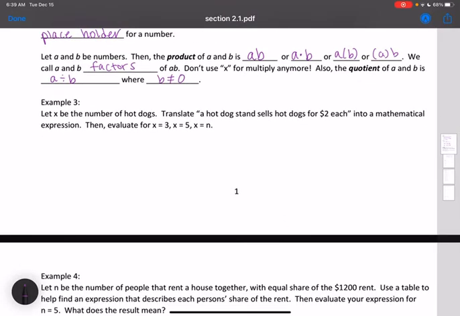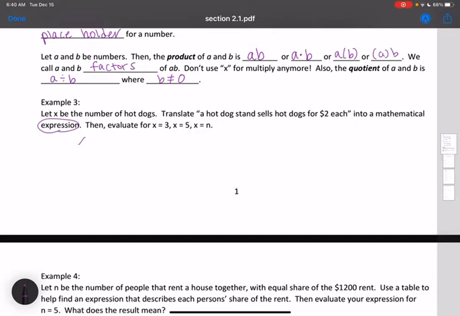Okay, example 3, we have let X be the number of hot dogs. Translate, a hot dog stand sells hot dogs for $2 each into a mathematical expression, and then evaluate for 3 different values. Okay, so let's work on the expression first. And this is going to look kind of silly. It's going to look like a lot of work, but over the course of the quarter and through Math 90, if you continue on to Math 90, we'll make this little table to help us generate expressions and equations. So let me jot that down.